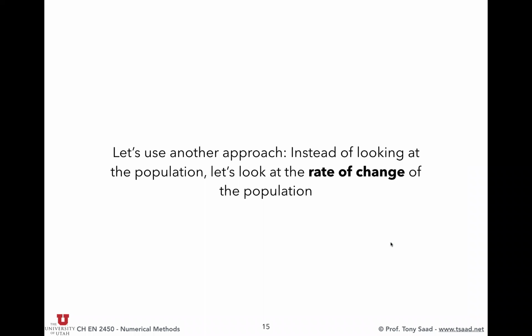But what I want to introduce to you today is another approach to do this. Rather than looking at the population itself in our derivation, why don't we look at the rate of change of the population?